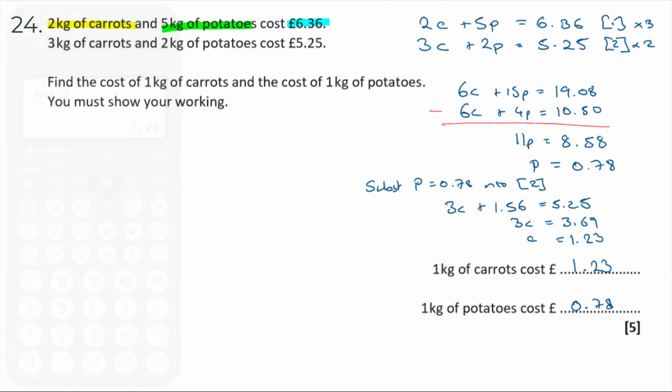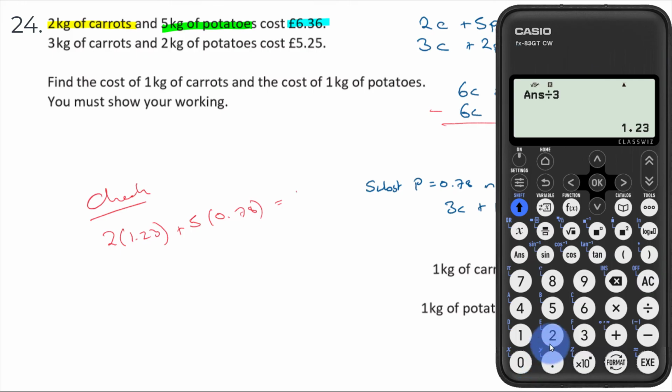£1.23. Now it's always a good idea just to double check this. I used equation 2 to work out c from p, so if I just sub both those numbers into equation 1, just to double check that it all balances out. So check. If I do 2 lots of the price we think carrots are, £1.23, plus 5 lots of the price we think potatoes are, 0.78, is that equal to £6.36? I'm just going to double check that on my calculator. 2 times 1.23 plus 5 times 0.78, that does indeed come to £6.36. Okay, so I'm happy with that.